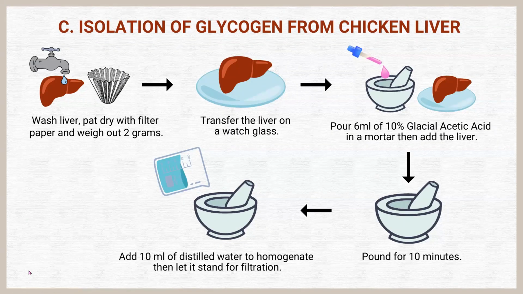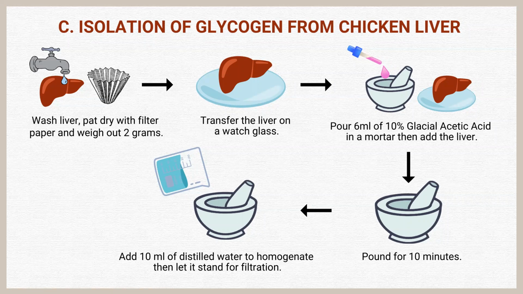So the next test is the isolation of glycogen from chicken liver. The first step is to wash the liver, pat dry with filter paper, and weigh out 2 grams. Next, you need to transfer the liver to a watch glass. And the next step is to pour 6 ml of 10% glacial acetic acid in a mortar, then add the liver.